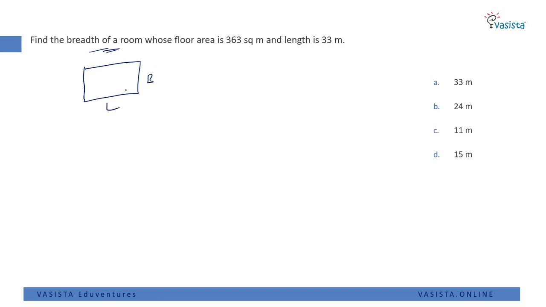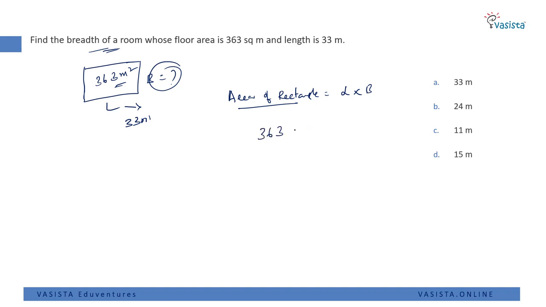Right, so now what happens here, they have given the area, that is 363 meter square. In length also they have given 33 meter. We have to find out breadth. So we know that area of a rectangle is equal to length into breadth. Area of a rectangle they have given is 363, which is equal to length they have given, that is 33, and breadth we need to find out. So therefore breadth is equal to 363 by 33.